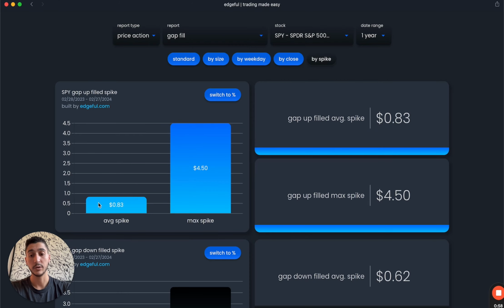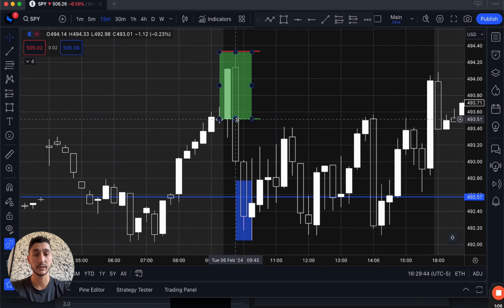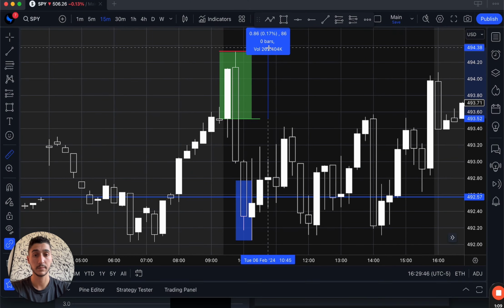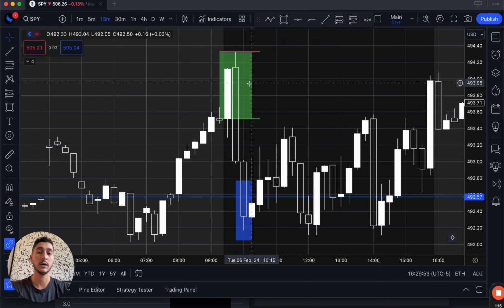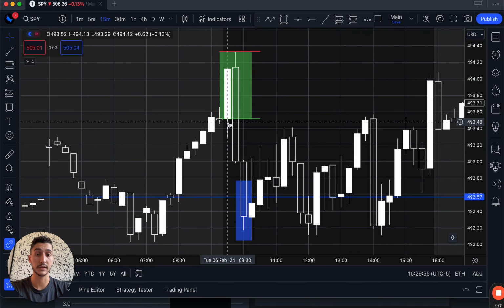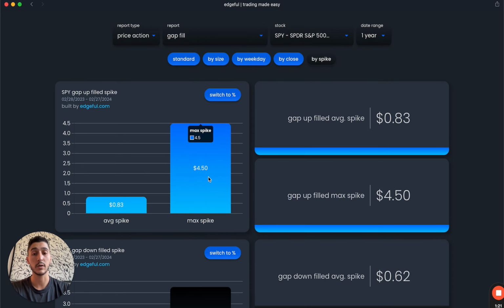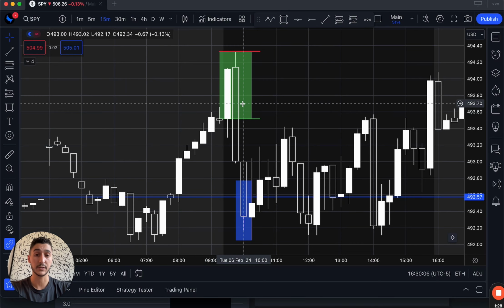What you can see is this is the average spike on a gap up. The average spike is 83 cents for SPY. In this case, let's just measure this one. This is, wow, perfect, 81 cents. This is a spike of 81 cents, so this is very close to the average. It will move away from the gap and then fill. This report only measures all of the times where the gap has actually filled, so it takes the average. In this case, this is a perfect example.